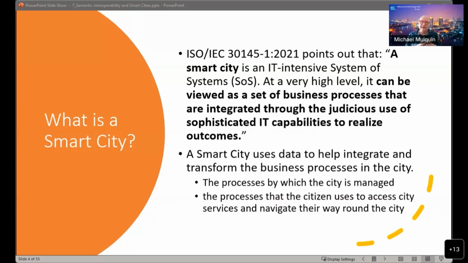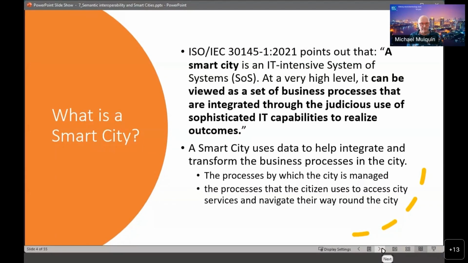And so it's quite useful to think of a smart city not just as something that's using lots and lots of high tech, but much more as being one where the transformation is taking place in the way business processes are managed, because we're able to use sophisticated IT and the ability to gather so much data now, and to analyze it and to use that to predict and to help guide the ways forward. So we can really see a smart city as being a city that uses data to help integrate and transform the business processes in the city.